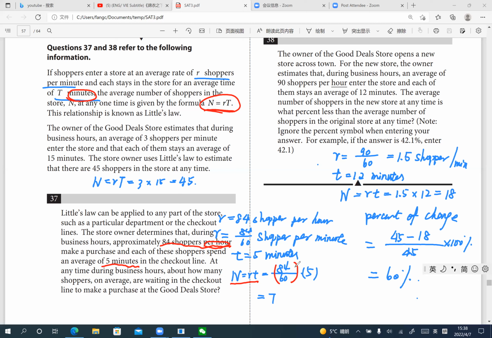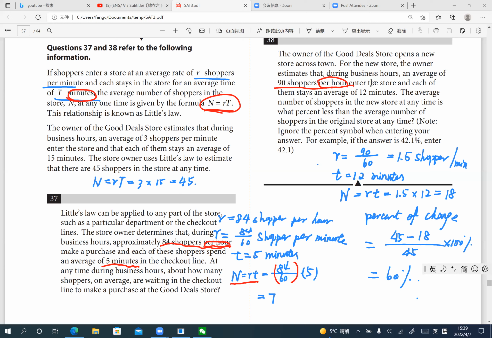Question 38. The owner of the Good Deal store opens a new store across town. For the new store, the owner estimates that during business hours, an average of 90 shoppers per hour enter the store, and each of them stays an average of 12 minutes. So here the rate is 90 shoppers per hour, with the unit of time being the hour, which means we still need to convert the hour into minutes. So the rate is 90 divided by 60, which is 1.5 shoppers per minute.